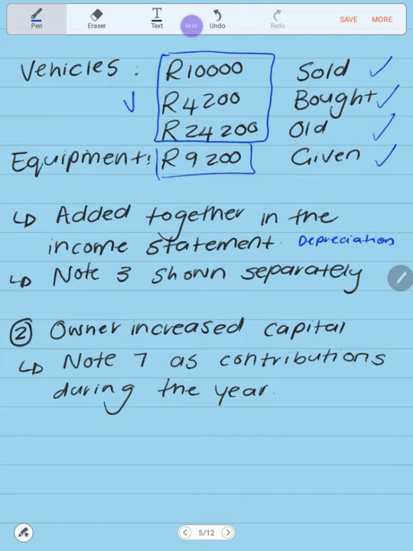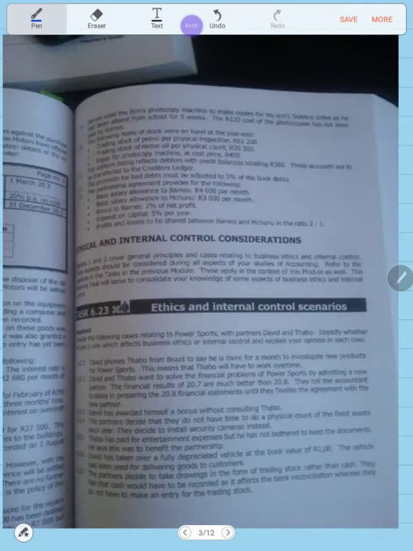All right, the second part of adjustment 2, one of the owners increased their capital by contributing a computer and a printer worth 18,000. Where are you taking into account? Note 7. All right, and they told us that it has already been recorded.